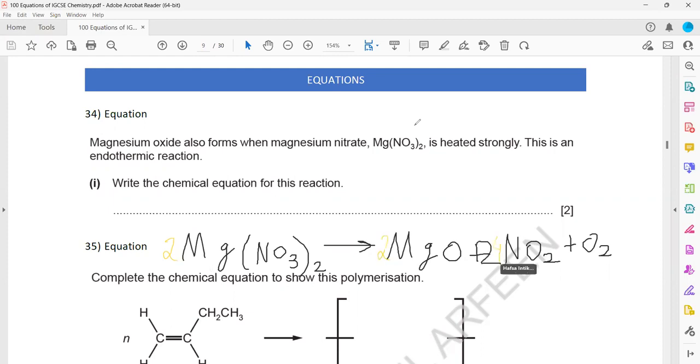The second part, the equation must be balanced as well, because whenever you write an equation, the equation must be balanced. That's why it's 2 marks. So oxygen: 2 times 3 is 6, multiplied by 2 is 12, and here we have 2 times 4, multiplied by 2 is 8, plus 2 is 10, and then 12. So oxygen is balanced. What about nitrogen? 2 here and 2 here, 4, so nitrogen is balanced, and magnesium 2. So this equation is balanced.